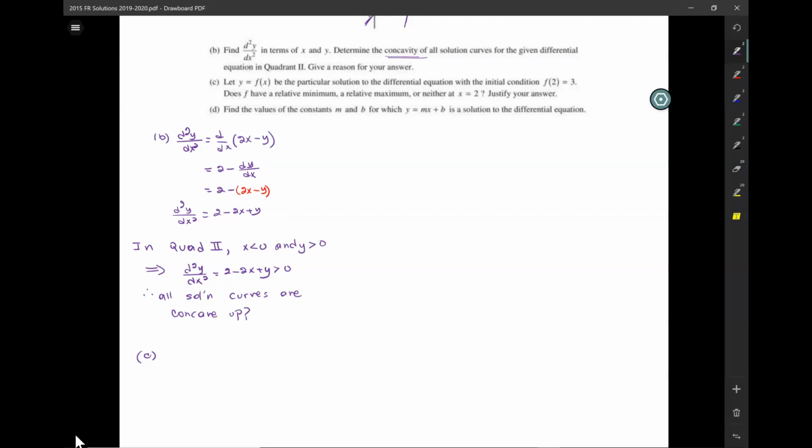Let y equals f of x be the particular solution to the differential equation with initial condition f of 2 equals 3. Does f have a relative minimum, a relative maximum, or neither? Where do we get relative min or max? When what happens? Zero. What does the graph look like when we get min or max?